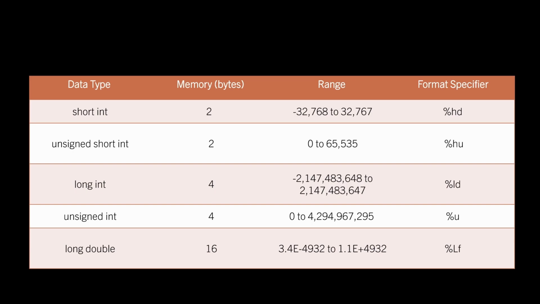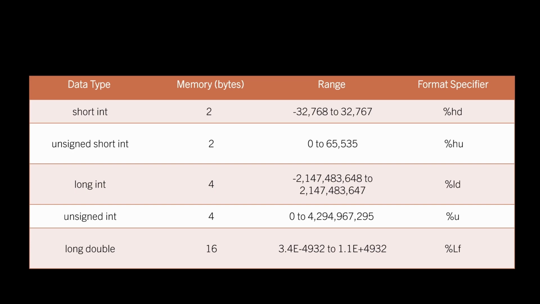Next, we have unsigned int. Unsigned int consumes 4 bytes of memory and it is the same as what unsigned short int was. So unsigned int is the same as int but with all the negative side of the numbers removed. So since it only has the positive side of numbers, its range is almost doubled. Its format specifier is %u.